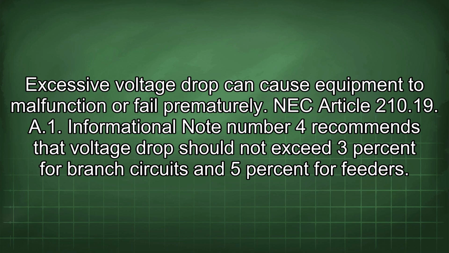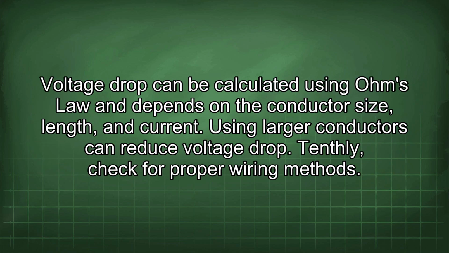Ninthly, consider voltage drop. Excessive voltage drop can cause equipment to malfunction or fail prematurely. In NEC Article 210.19(A)(1), informational note number 4 recommends that voltage drop should not exceed 3% for branch circuits and 5% for feeders. Voltage drop can be calculated using Ohm's law and depends on the conductor size, length, and current. Using larger conductors can reduce voltage drop.